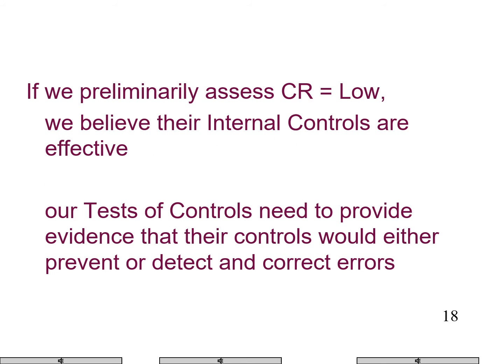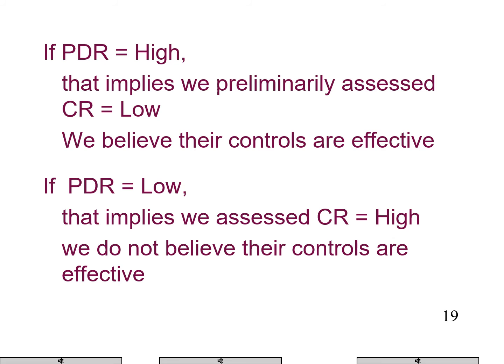If we preliminarily assess control risk as low, we need tests of controls that provide evidence that their controls either would prevent errors or would detect and correct errors. So if we preliminarily assess control risk as low, then we need to perform tests of controls. If planned detection risk is high, that implies that we preliminarily assess control risk as low because we believe their controls are effective. If planned detection risk is low, that implies we assess control risk as high because we don't believe their controls are effective.